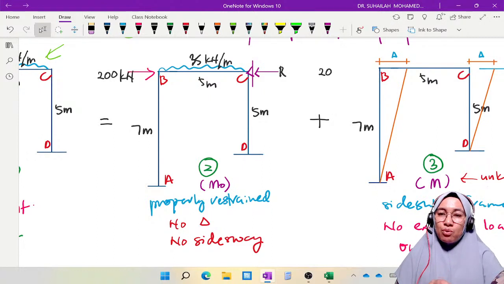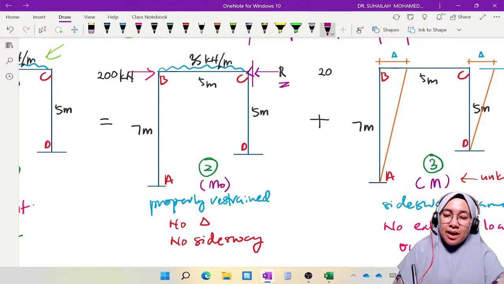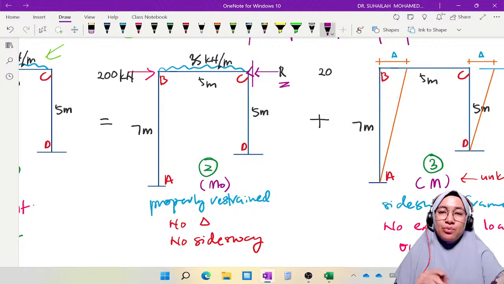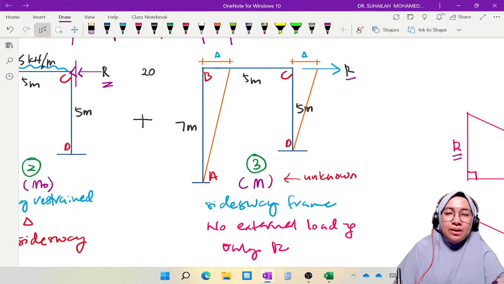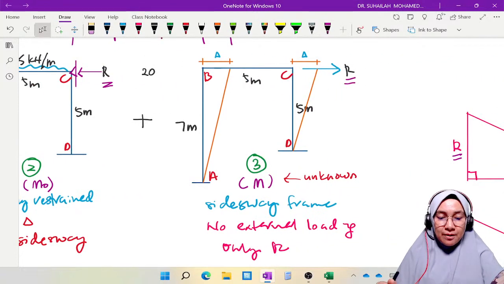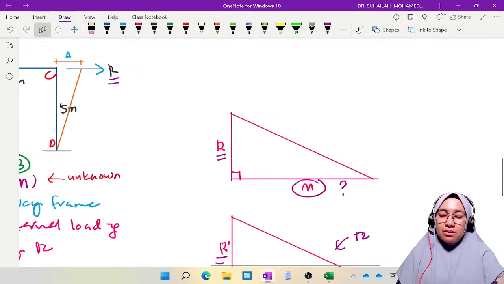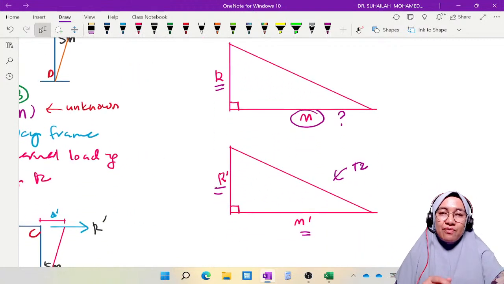Okay, from table number 1, we can get the r value, which we will be using in diagram number 3, because it is equal but in the opposite direction. That means we can get the r value from the triangle representing frame diagram number 3.